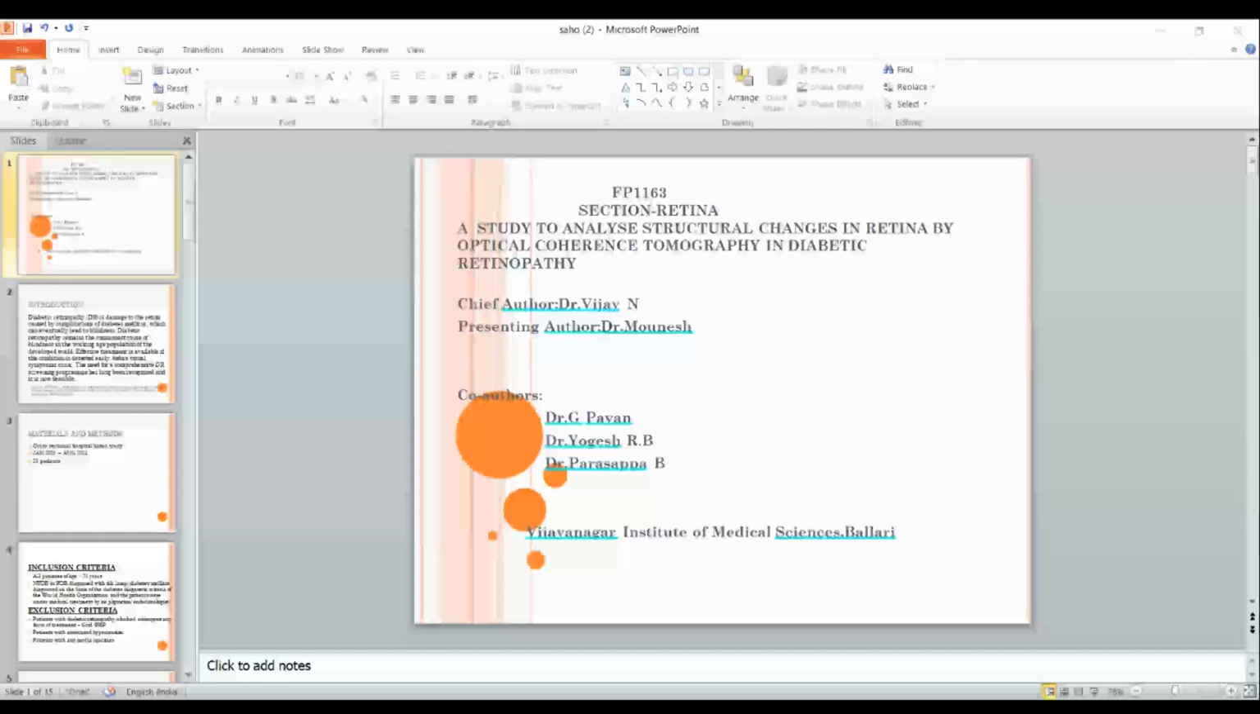Good afternoon, everyone. Myself, Monish, with a study to analyze structural changes in retina by optical coherence tomography in diabetic patients. My chief author is Dr. N. Vijay, and I thank Dr. G. Pawan, Yogesh RP and Dr. Persappa. And introduction: diabetic retinopathy is a damage to the retina caused by the complications of diabetes mellitus, which can eventually lead to blindness.